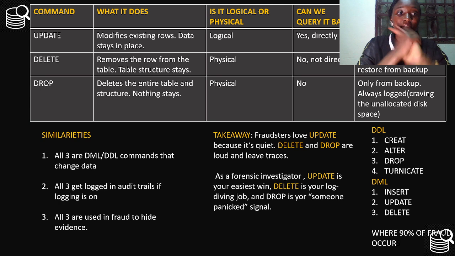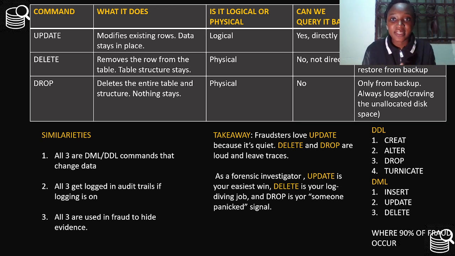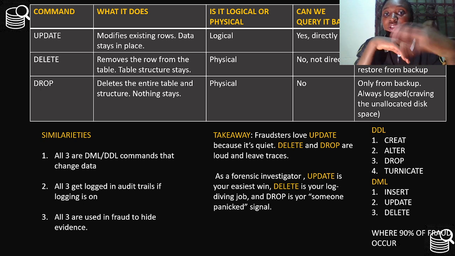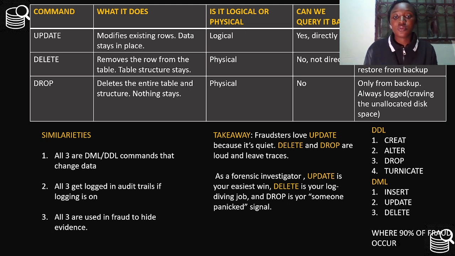Now this is the command. What the update simply does, it modifies the existing row. Meanwhile, the data stays in place. It is logical. How do you try it? You simply check the status. Select from table where the status is deleted. You simply see the data that was updated. This is the part which fraudsters mostly use to change the database or to scam from the database.